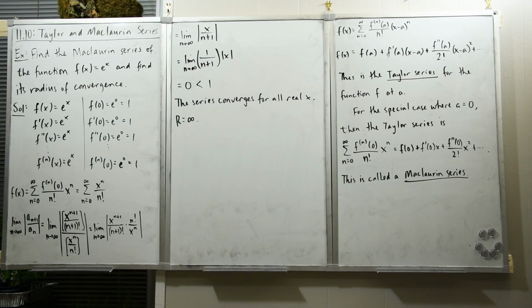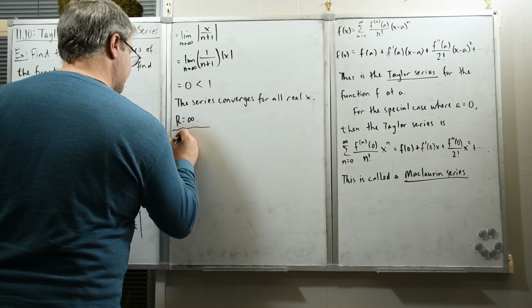So it's a pretty nice representation that we have for e to the x, and we'll see that show up again before the end of the section. Now, let's take a look at the following.